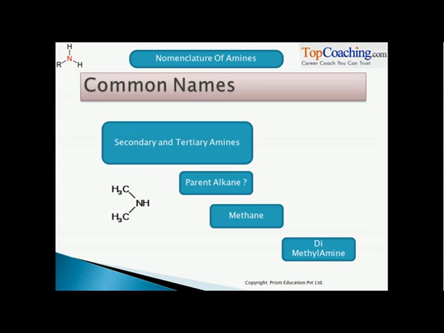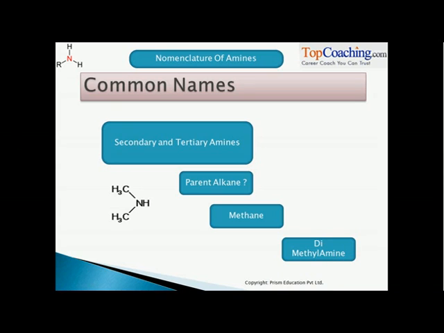So, in case of secondary and tertiary amines, we identify the parent alkane, as in the previous case, and then give it the prefix di or tri. So, in this case, what is the parent alkane? It is methane, and hence the name dimethylamine.